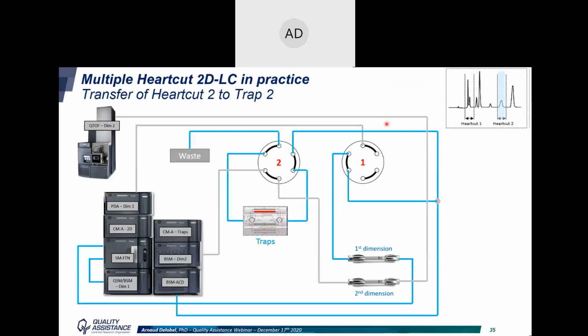And you will reach your second fraction of interest, your second heart-cut. You will switch your valve once again, and you will send the fraction to the second trap column. So in our system, we are able to trap up to 7 fractions, and to perform, with only one run of IEX, the trapping of 7 fractions on 7 trap columns.